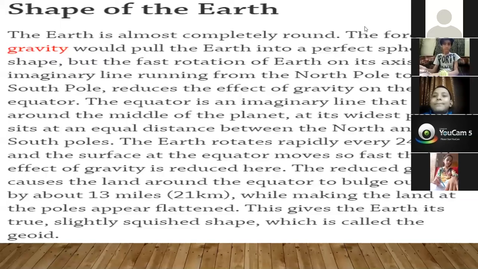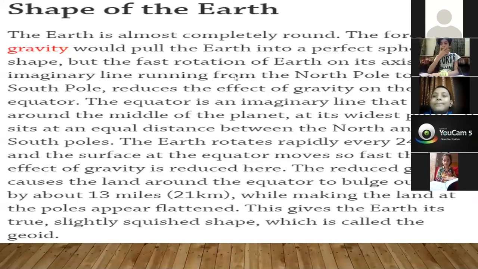So we hear about it again and again in science, that gravity is the force which allows us to stay in place and stable. Otherwise, we would be flying in the air, just like in space, where the astronauts cannot stay in their place and keep on floating. Fine. So gravity would pull the earth into a perfect shape, and this is the force of gravity which pulls the earth into a perfect shape.